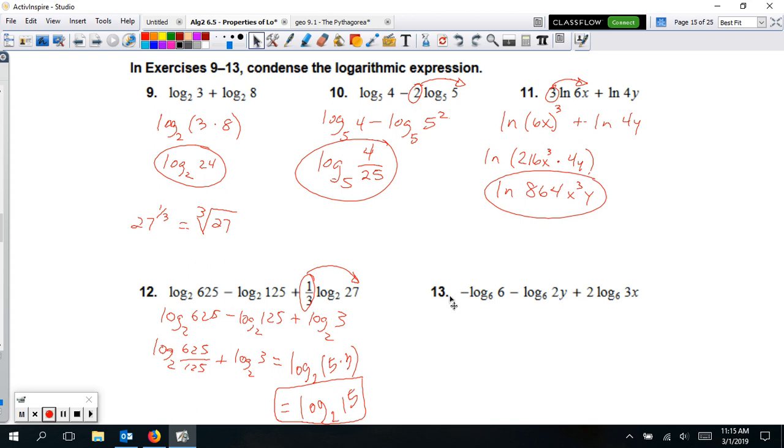All right, number 13, you start off with a negative sign. So when we see that, the first thing we want to do is factor out the negative sign from all of these. We don't want to work with a negative in front of our expression. And also we're going to look for any powers.